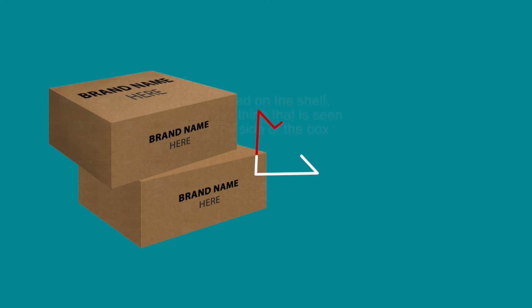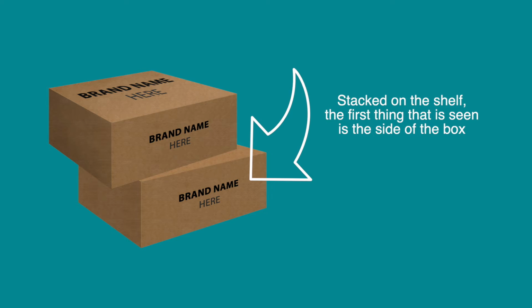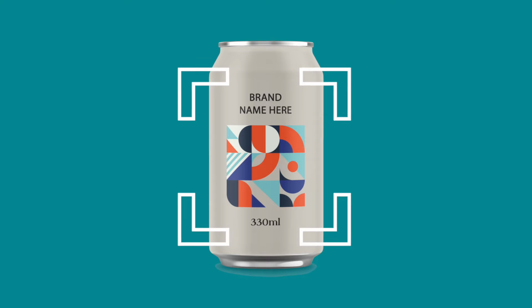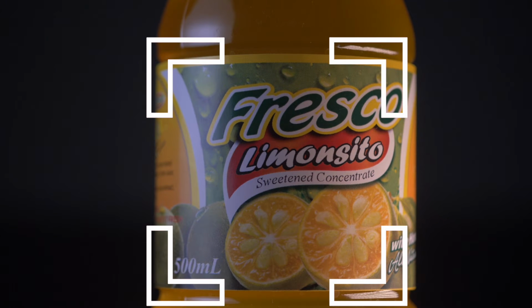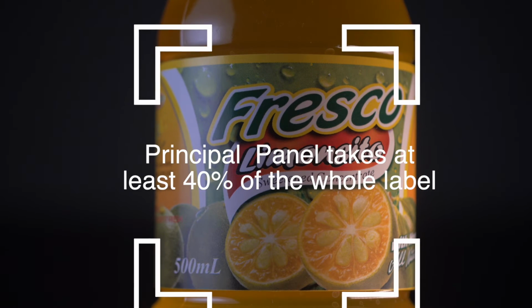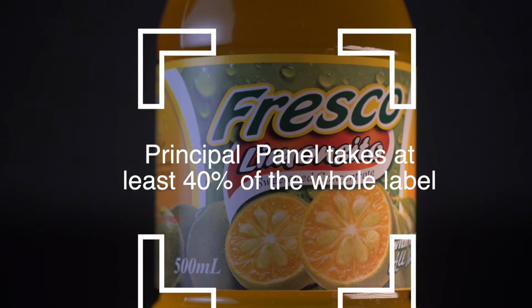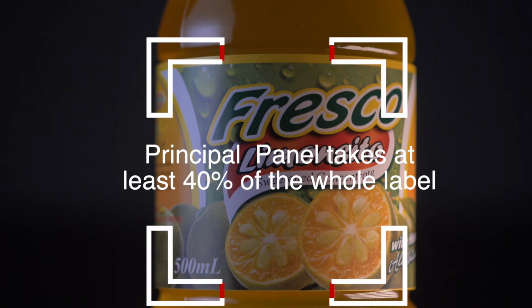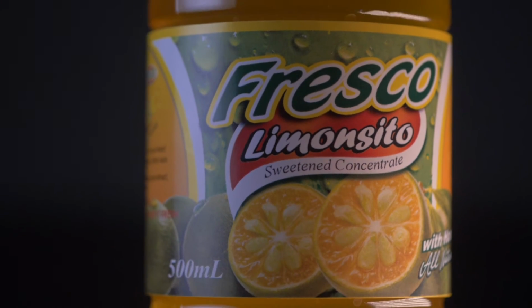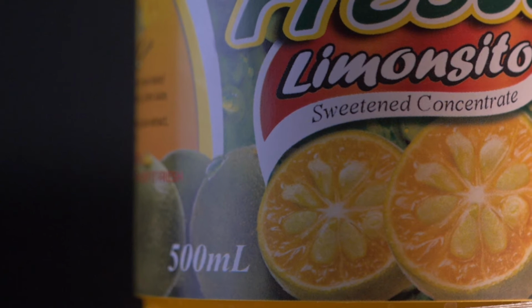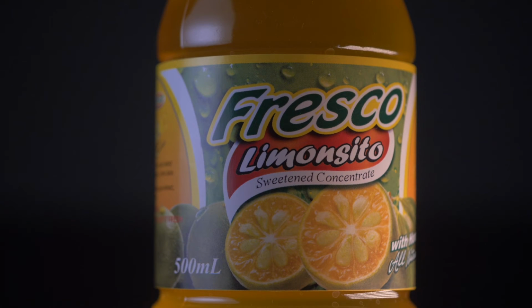In this example, when the container is stacked on the shelf, the first that is seen is this side of the box. Same goes for the cylinder packaging right here, like cans and plastic containers. When stacked together, this will be the part that is facing the customer, and this will show at least 40% of the whole label. Remember that the principal panel display shows the brand name, product identity name, and net content declaration.